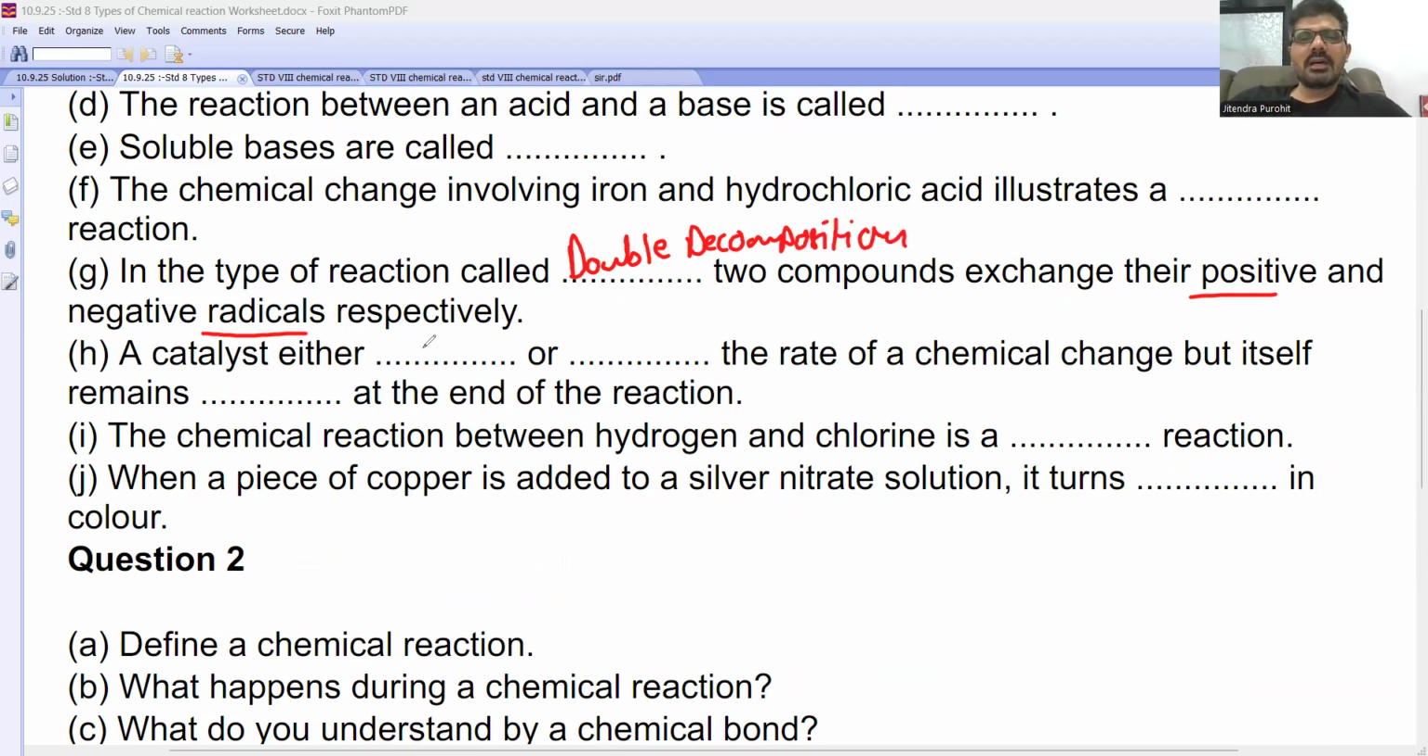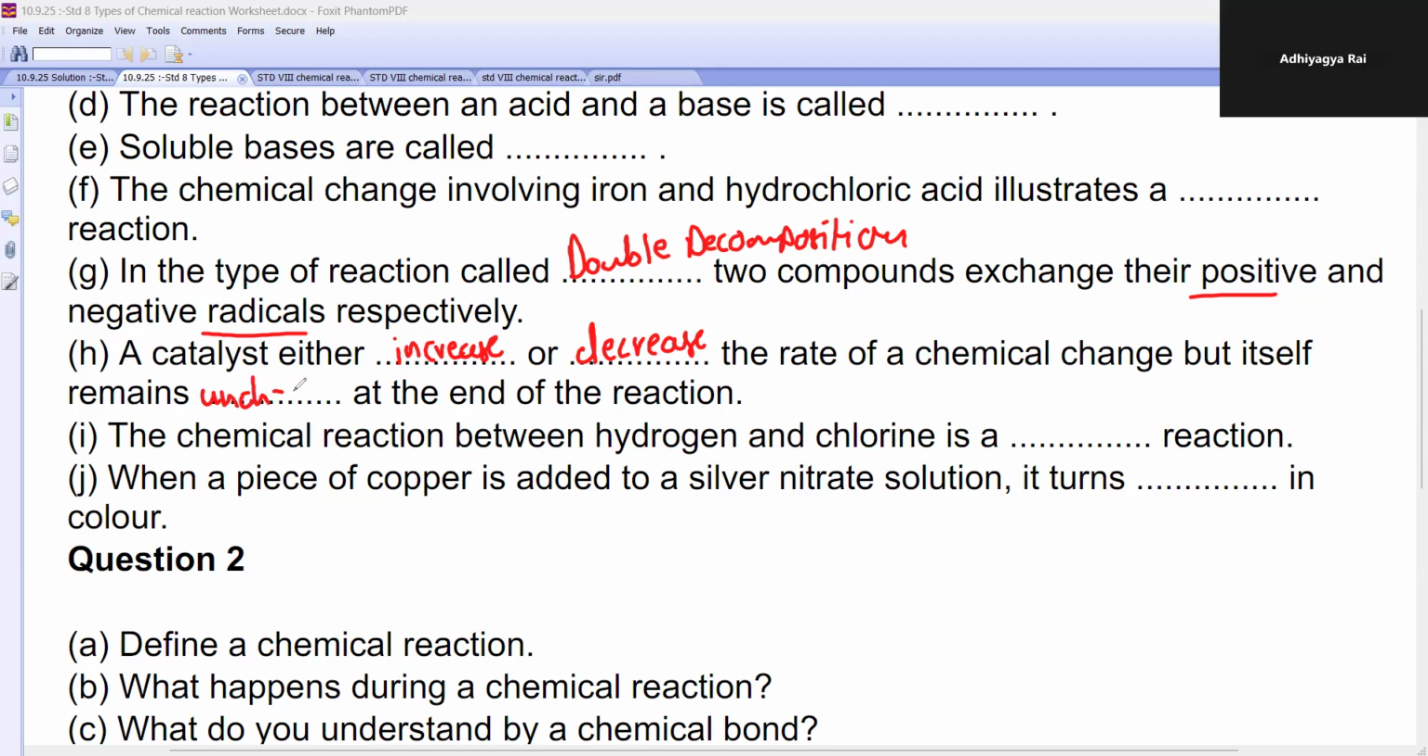What can a catalyst do? It can either increase or decrease the rate of reaction. The one which increases is known as a positive catalyst. The one which decreases the rate of reaction is called a negative catalyst. But the catalyst itself remains unchanged at the end of it.